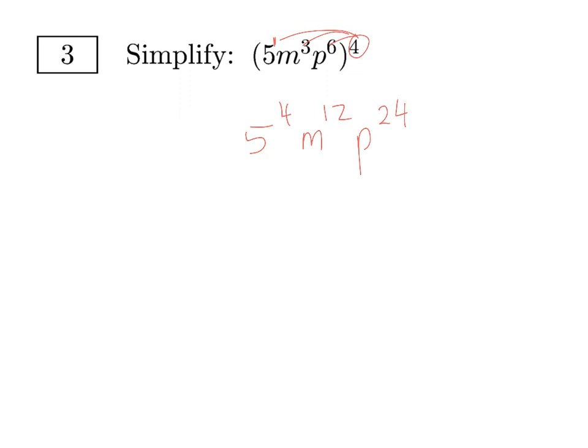5 to the 4th, 5 times 5 is 25. 5 times 25 is 125. And 5 times 125 is 625. Done.